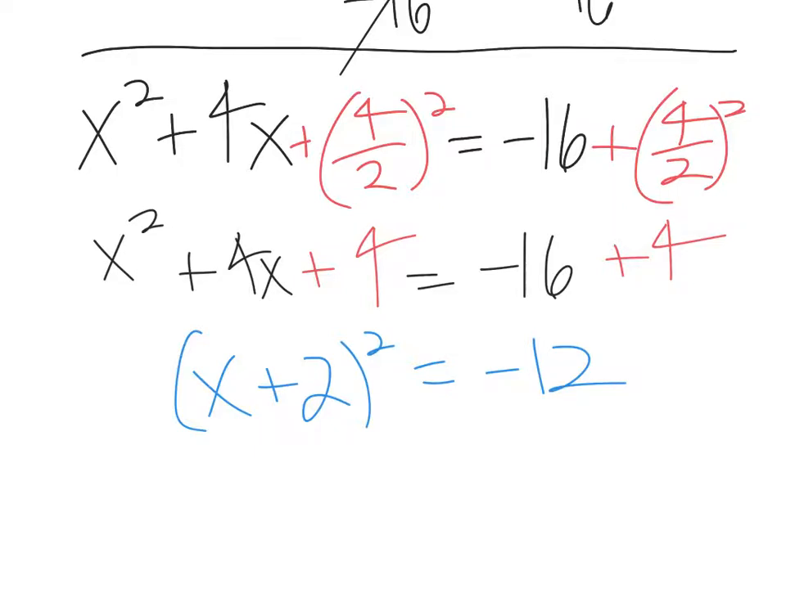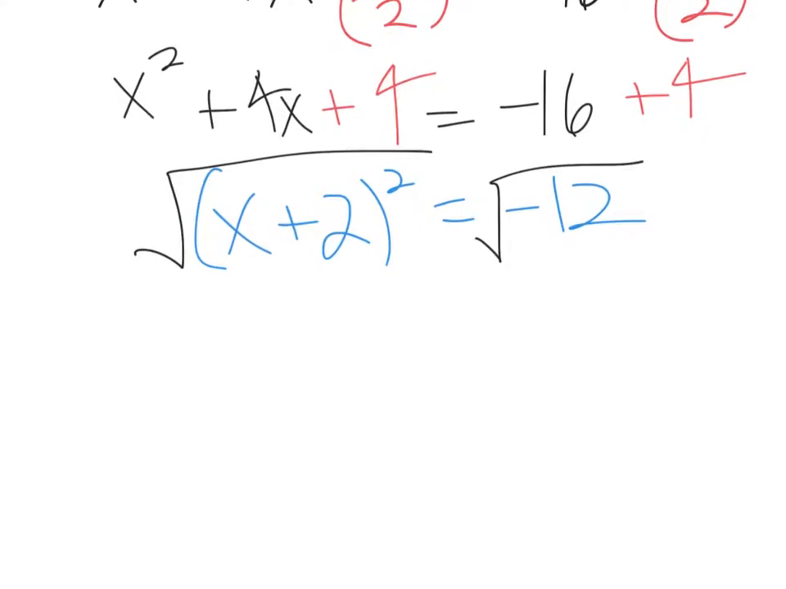squared. Okay? So anyway, once you get to this step, you have to square root both sides. So you keep the negative 12 there, and you're going to square root both sides. And when you square root a negative number, you get an imaginary solution.